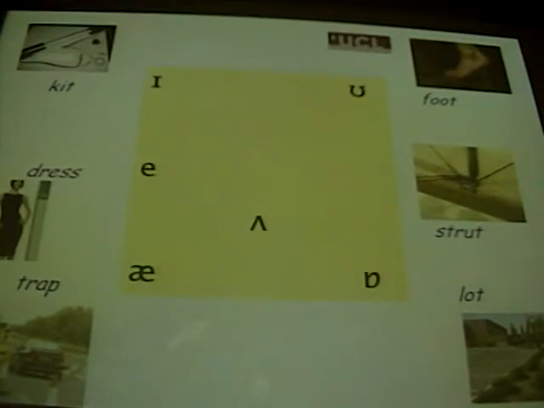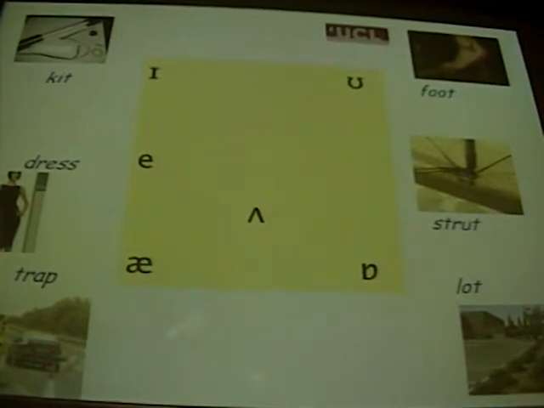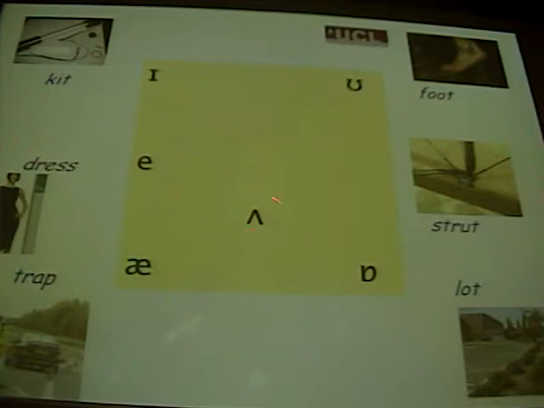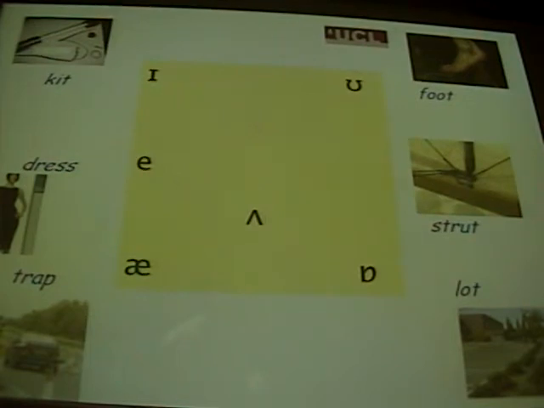First of all then, here are the short vowels. Your practical class teacher will, I'm sure, if necessary, give you plenty of practice in making them and in discriminating them. But to summarize, we've got a short I as in kit, a short E as in dress, a short A as in trap, a short A as in strut, a short O as in lot, and a short U as in foot. And those are the short vowels of this kind of English.